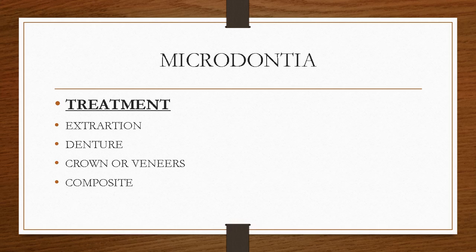Now, what are the treatment options? Either we extract the teeth, and after extraction we can place implants in that socket, or we can use dentures, or build a bridge. Or sometimes we keep the teeth, we don't extract them, and we try to place a crown or veneer on it of a normal size, or we can restore the shape using composite restoration.